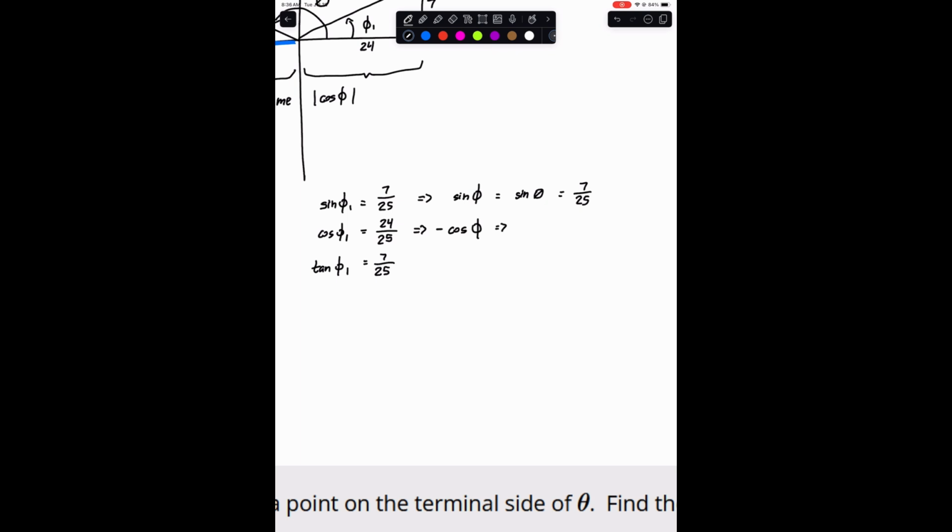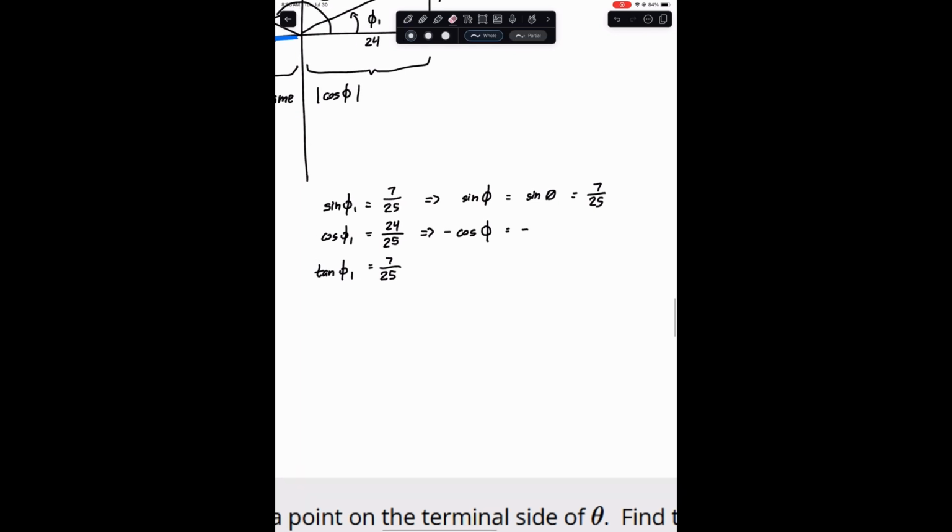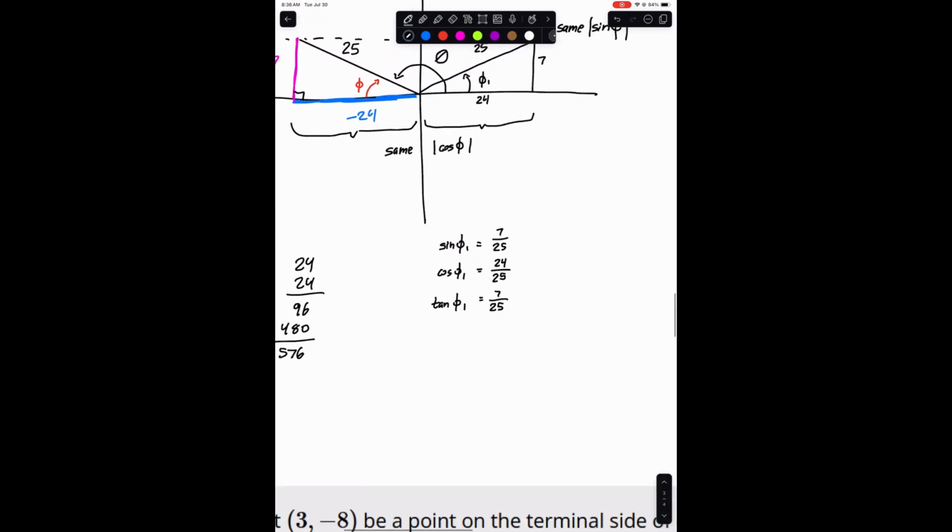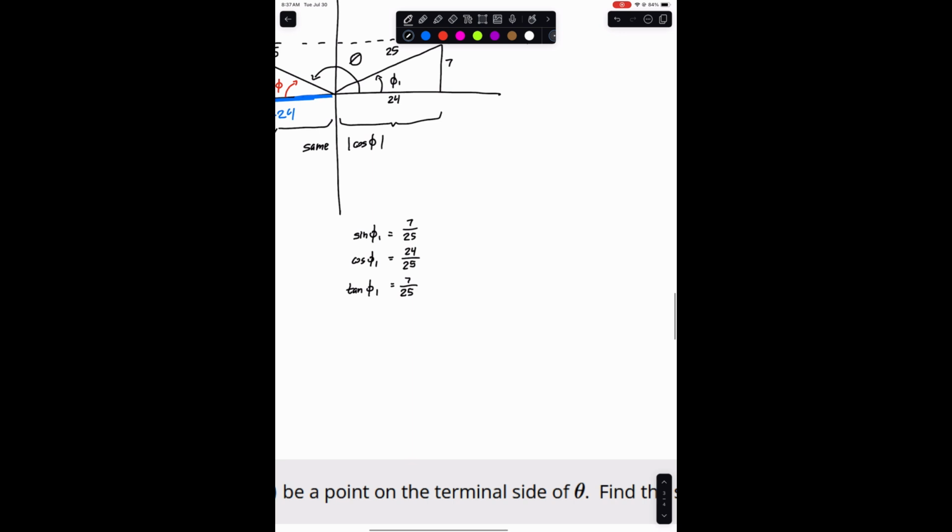That means, which equals negative. Wait, hold on. Let me write this way. This is a little confusing for me to explain. For sine, right, we're on the same side of the x-axis. So sine phi1 equals sine phi.